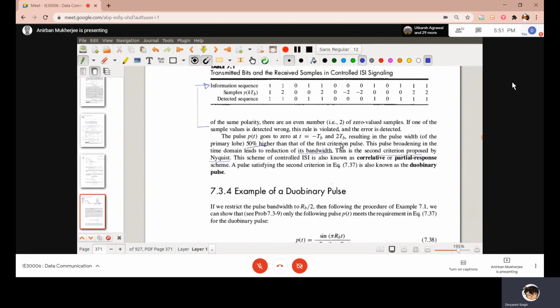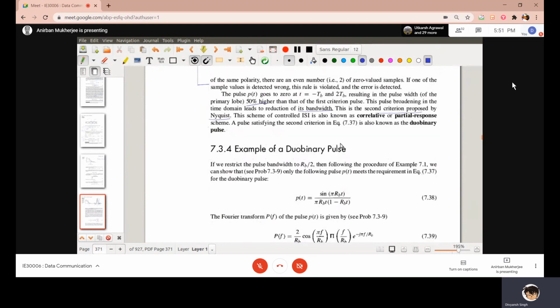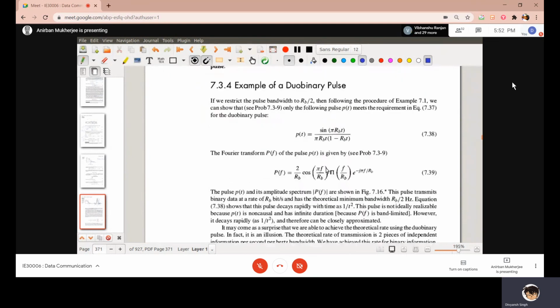So let us finish here. Next class we will talk about this example of Duobinary pulses.